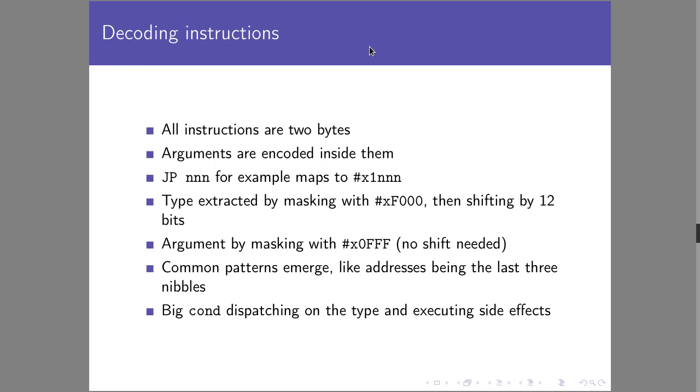If you do this long enough, you'll find common patterns. For example, addresses are always encoded like this, using the last 3 nibbles. In the code, you'll find a big cond which dispatches on the type and executes it for the side effects.